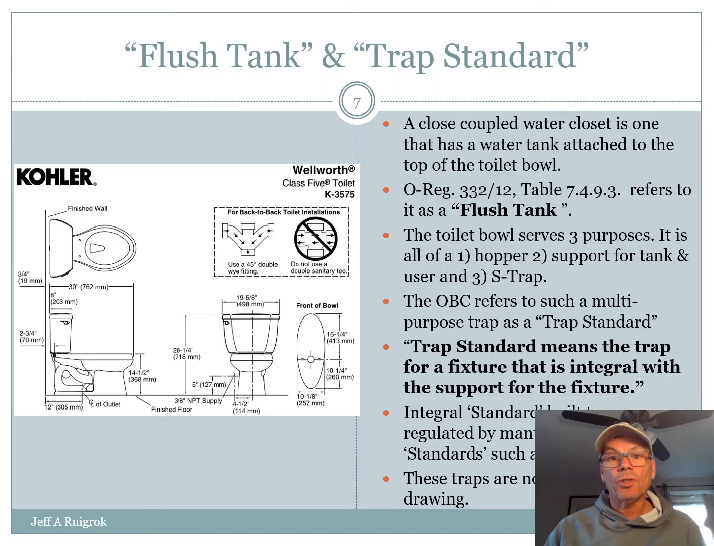This is what you call a close coupled water closet, and it is one where the toilet and the tank are connected directly. So right there, they're bolted together. It is a two-piece. That's another word for it, as opposed to the one piece you saw earlier. Anyways, this is a two-piece or close coupled water closet. It has a flush tank. It sits on top of that bowl, and it is in fact trap standard.